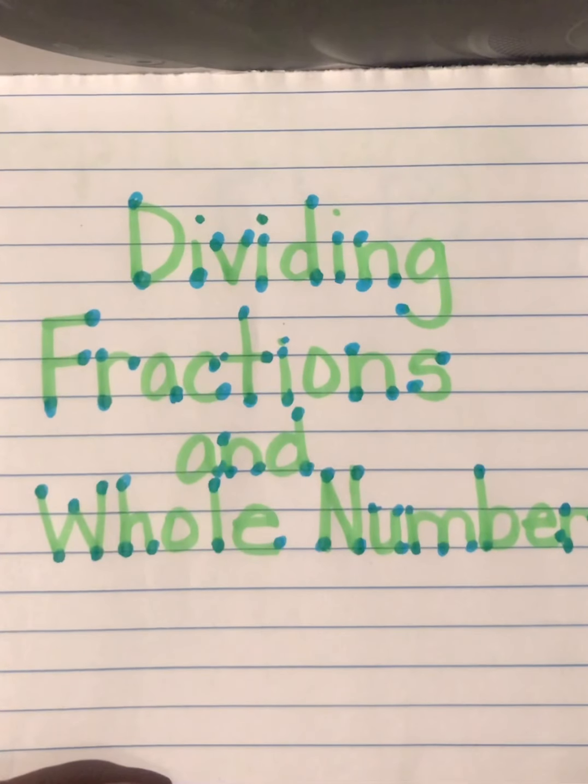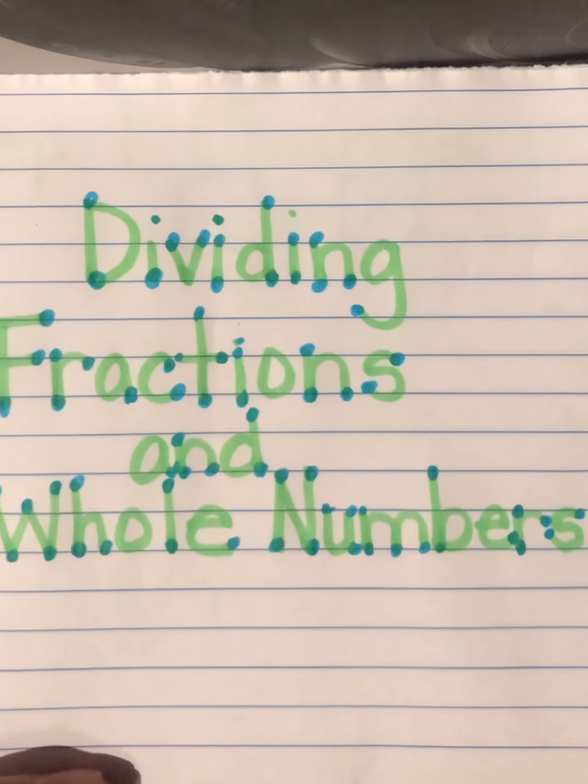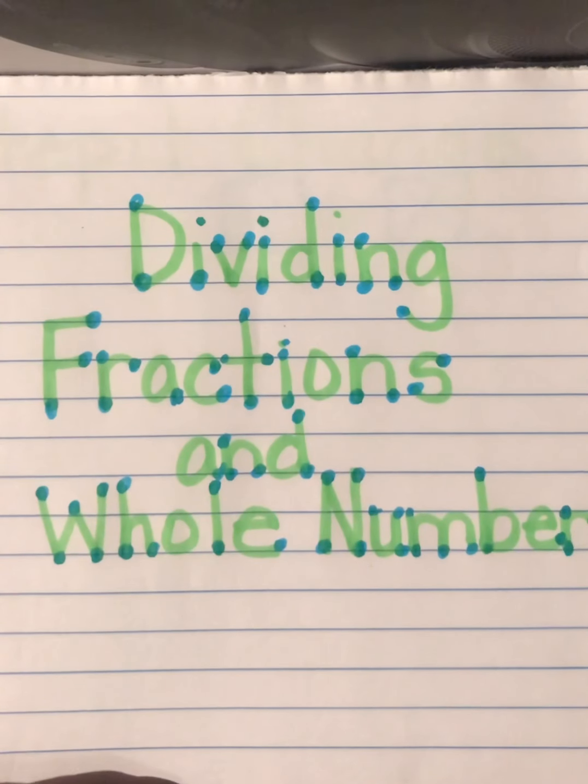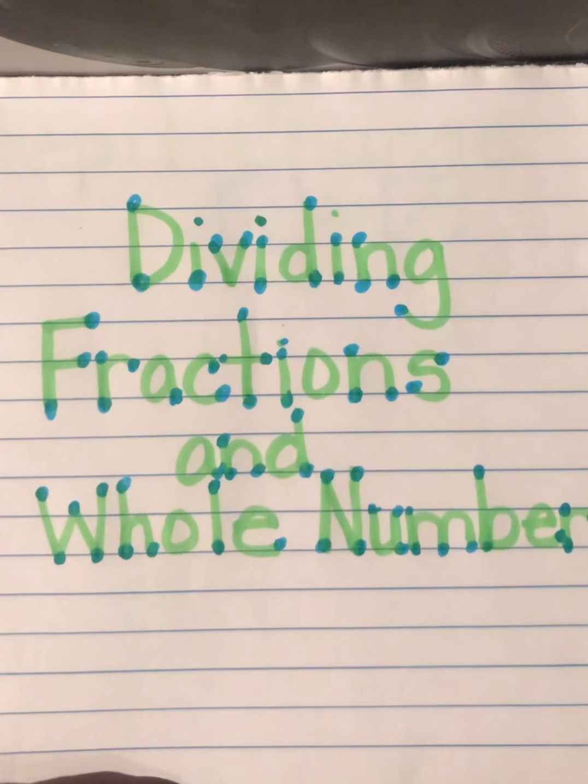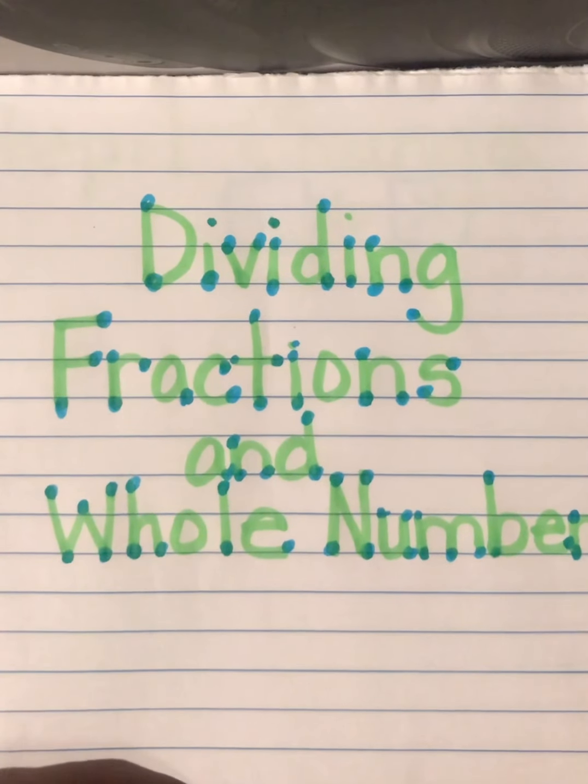Today we are dividing fractions and whole numbers. There are 4 different steps we have to take in order to find the quotient of a fraction and a whole number. So in this case, the fraction will be our dividend while the divisor will be a whole number.